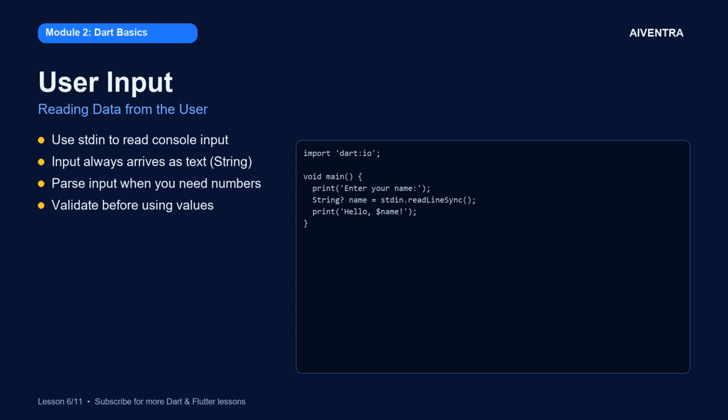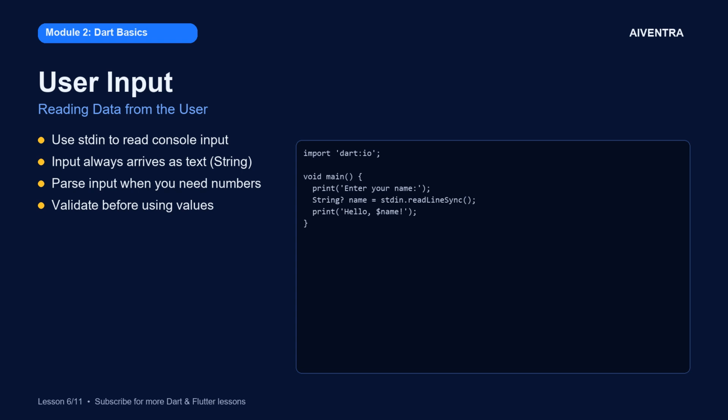If you ask for an age and the user types 22, Dart receives it as the string "22", not the number 22. To use it as a number, you must parse it using int.parse or double.tryParse. We will cover parsing in the type conversion lesson.